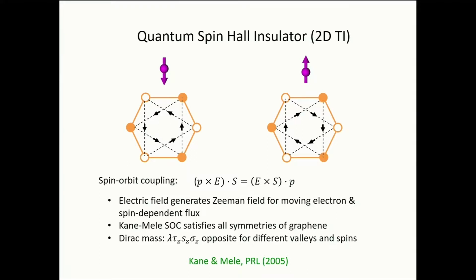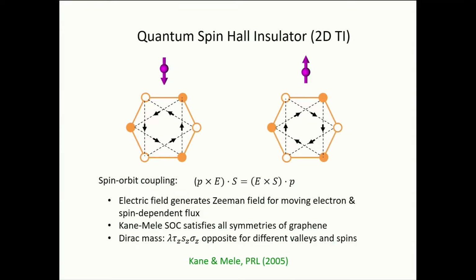So this means that an electric field actually creates a spin-dependent flux. In other words, there's a vector potential which is opposite for the 2 spin states due to the electric field. And vector potential couples linearly to the electron momentum. So this second way of looking at spin-orbit coupling is useful here. This explains why there is a spin-dependent flux that is allowed by the symmetry of graphene.